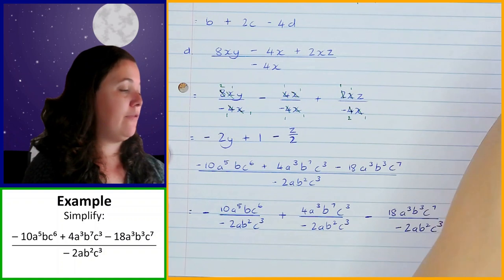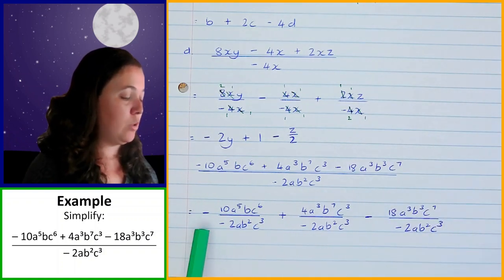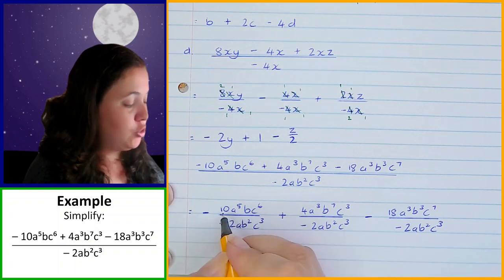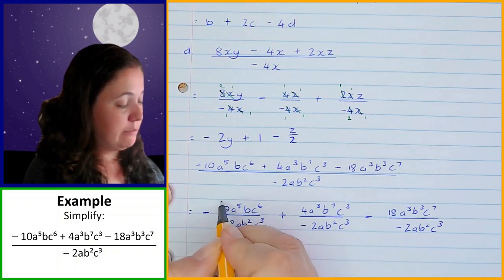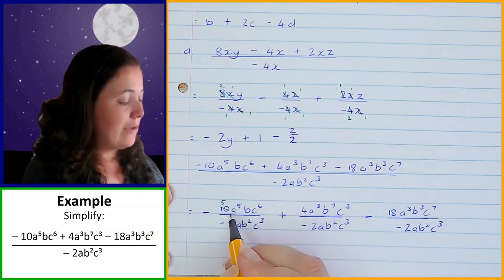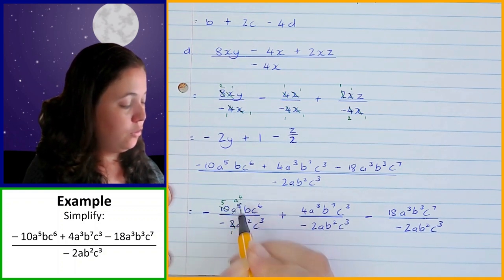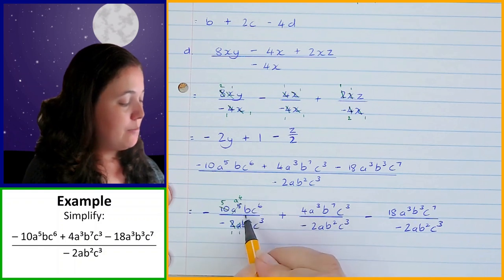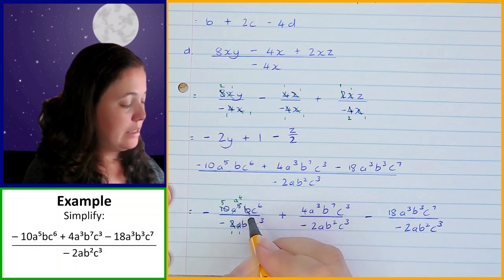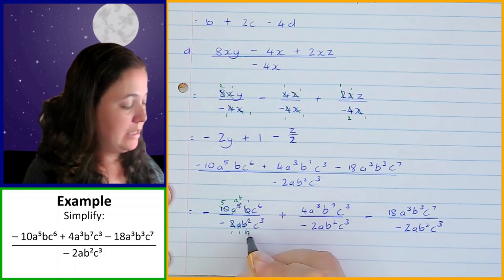Now we're going to simplify each of these separately. For the first one, I've got a negative, and a negative makes a positive. My 2 and my 10 can simplify, which gives me 5 and 1. I've got a to the power of 5 over a, which gives me a to the power of 4, and that cancels. B over b squared gives me 1 and b.